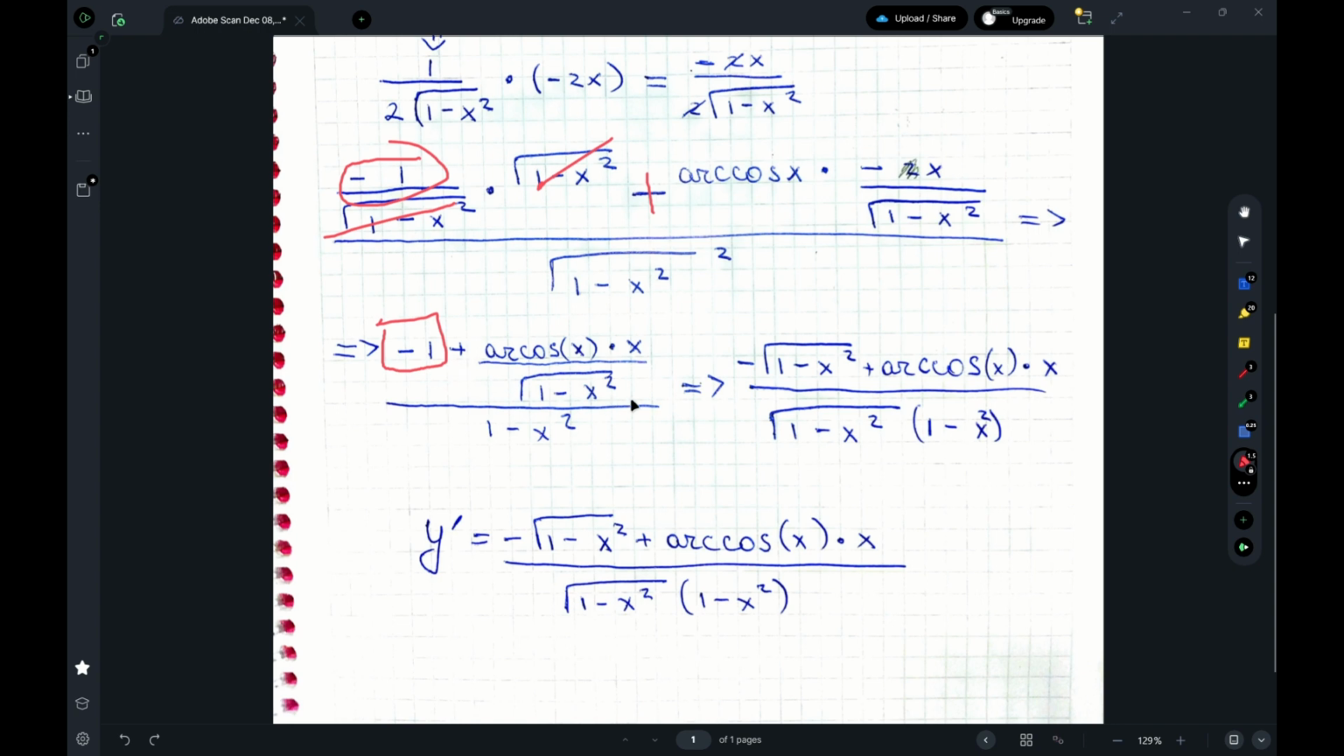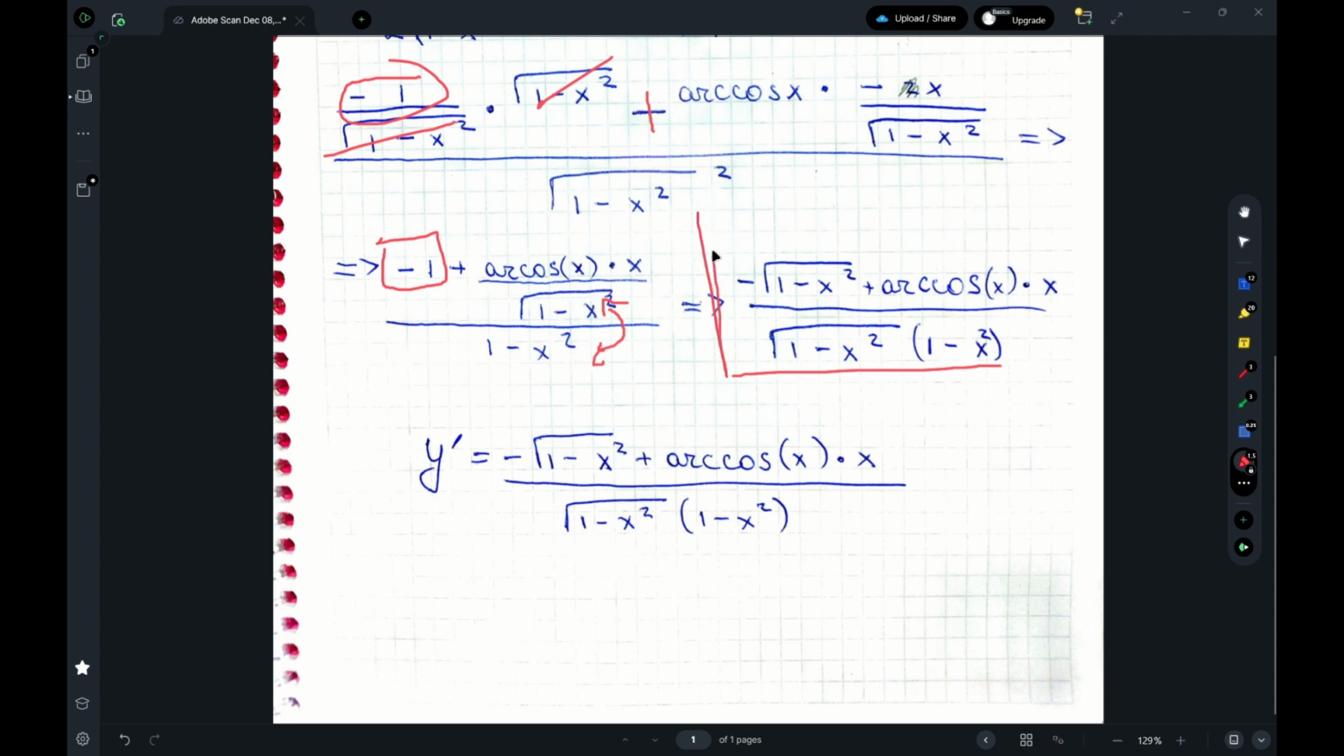Then we should move this one to the bottom, and for this we should multiply minus 1 by this thing. And it gives us minus square root of 1 minus x squared plus arc cosinus x multiplied by x. So it goes here, and divide all of this by the multiplication of these both equations. So we have it here.